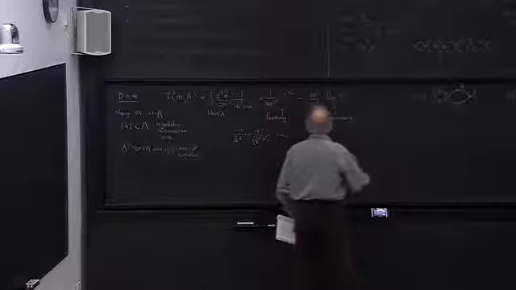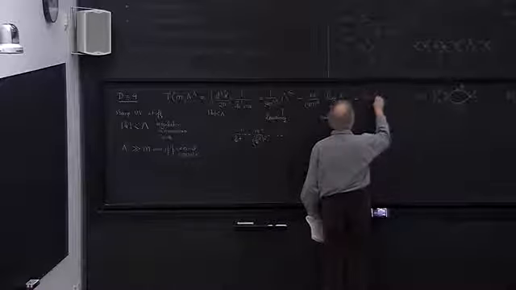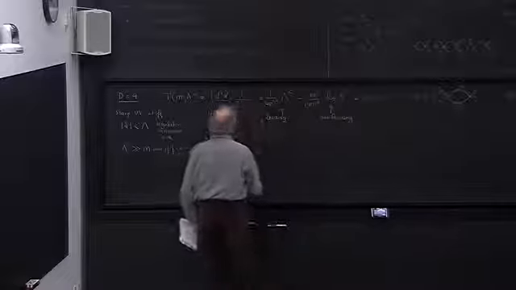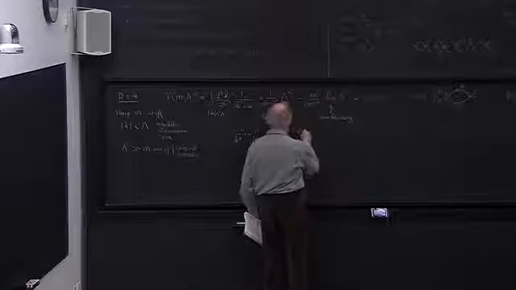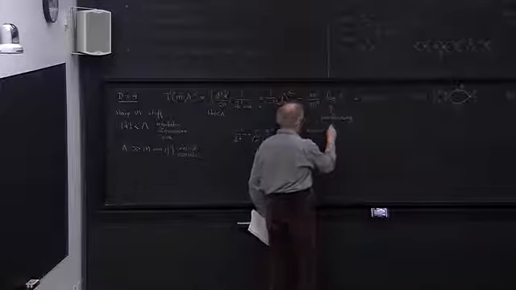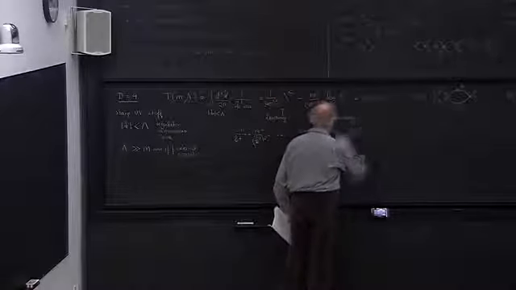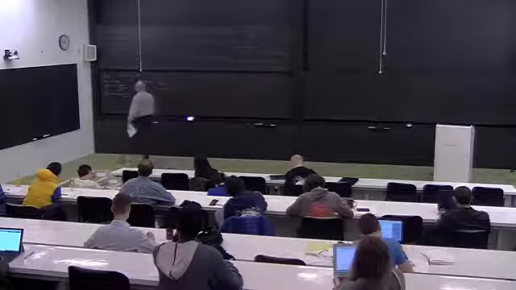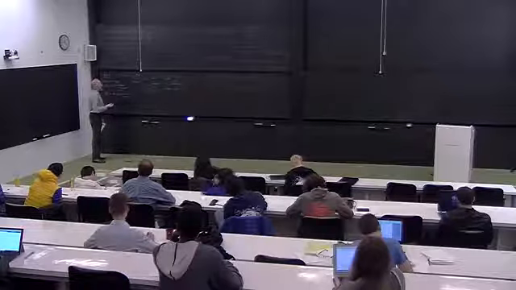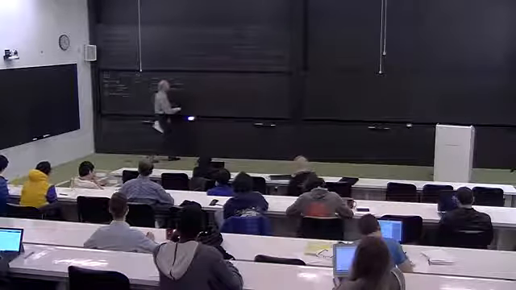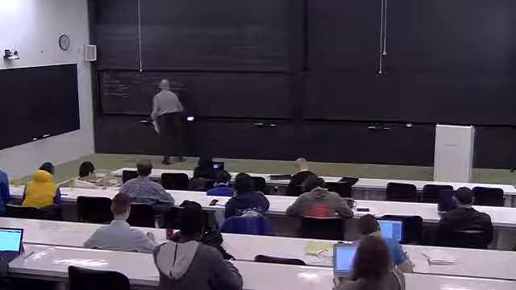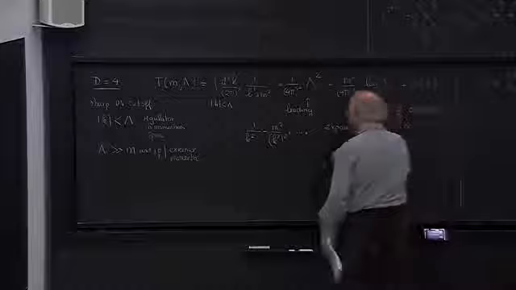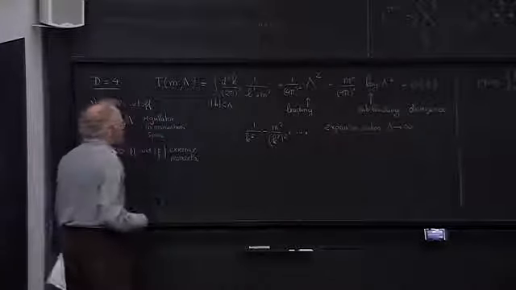Okay. Then you have higher-order terms that vanish when lambda goes to infinity. So this is an expansion when lambda goes to infinity. Okay? So there are ultraviolet divergences in the two-point function. These are ultraviolet divergences.